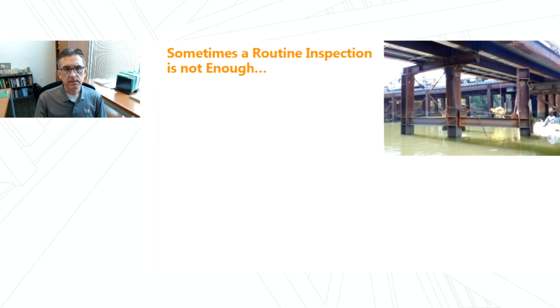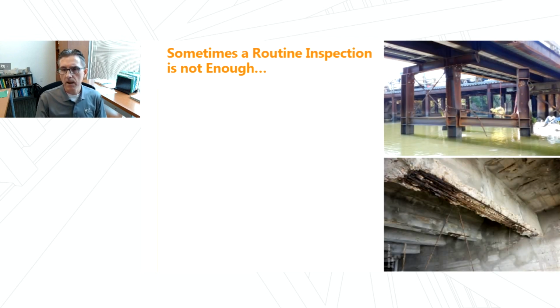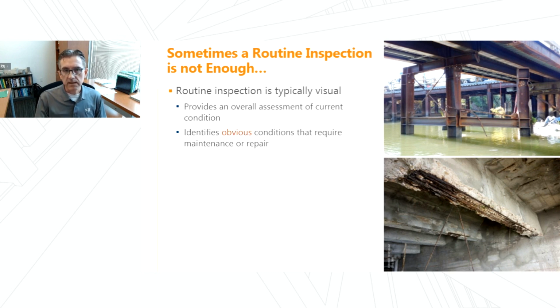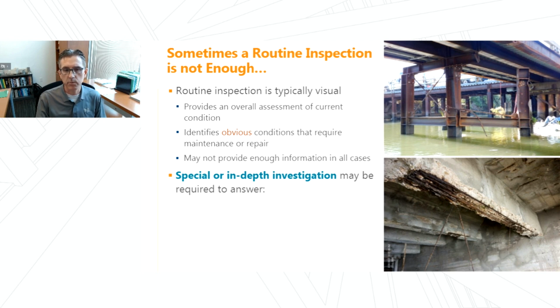But sometimes a routine inspection is not enough. In the upper right here, we have a steel dock structure that was hit by a vessel. In the lower right, we have a reinforced concrete structure that's experienced severe reinforcement corrosion. Since the routine inspection is typically visual, it's pretty good at giving an overall assessment of the current condition and identifying obvious conditions that might require repair, but it doesn't provide enough information in all cases. And that's when we need to go beyond the routine and perform a special or in-depth investigation.